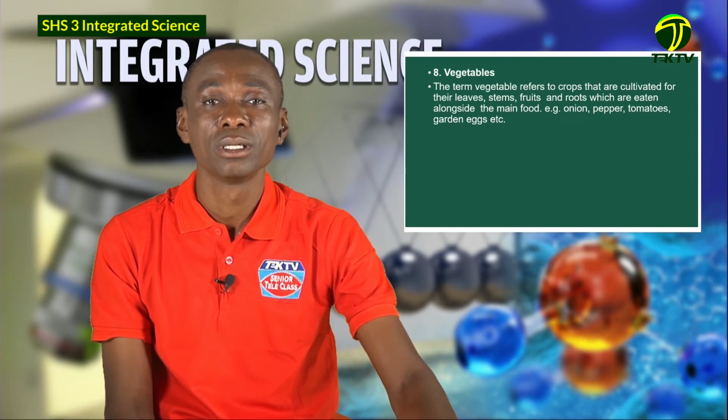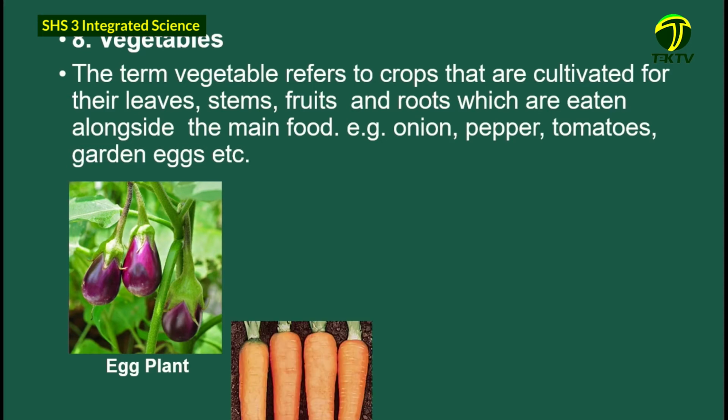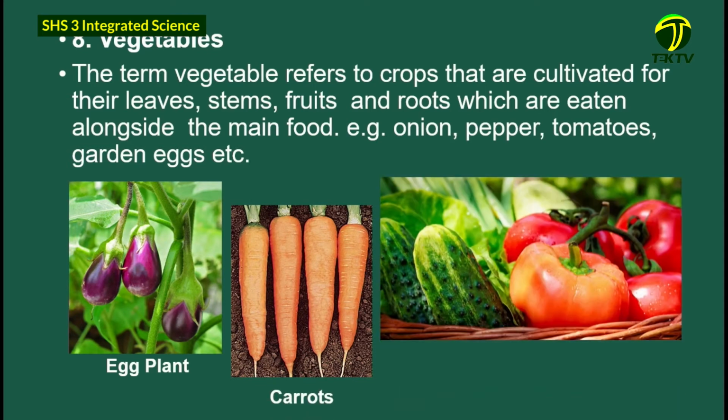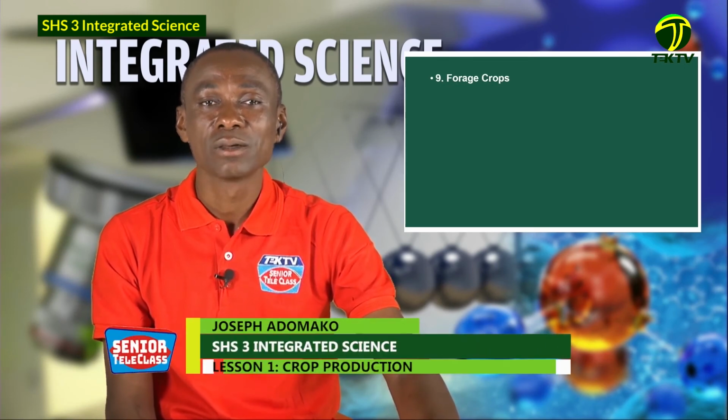Our next class is the most common one that we all are familiar with, vegetables. The term vegetable refers to crops that are cultivated for their leaves, stems, fruits, and roots, which are eaten alongside the main food. Examples include onion, pepper, tomato, garden eggs, etc. As you can see from the diagram, we have the eggplant, which in some cases is also referred to as the aubergine. We have carrots. We also have cucumber together with tomato in a basket. These are all vegetables.